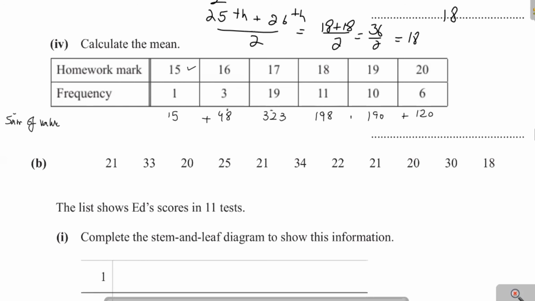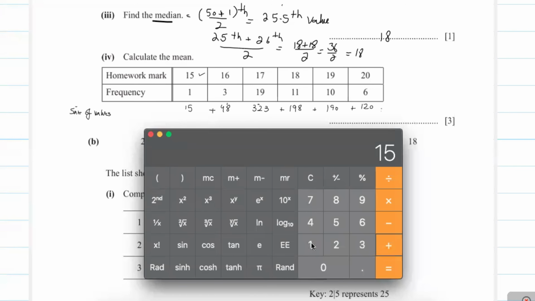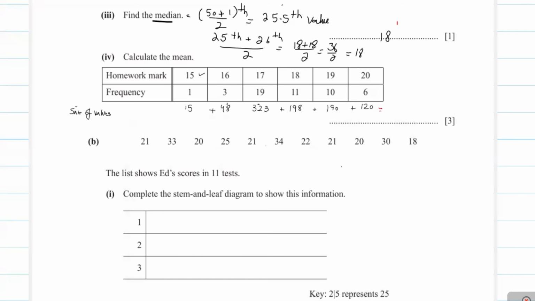Now we add all these values. After adding, we get the sum of values: 15 plus 48 plus 323 plus 198 plus 190 plus 120. The sum is equal to 894, and we write the sum of values 894.